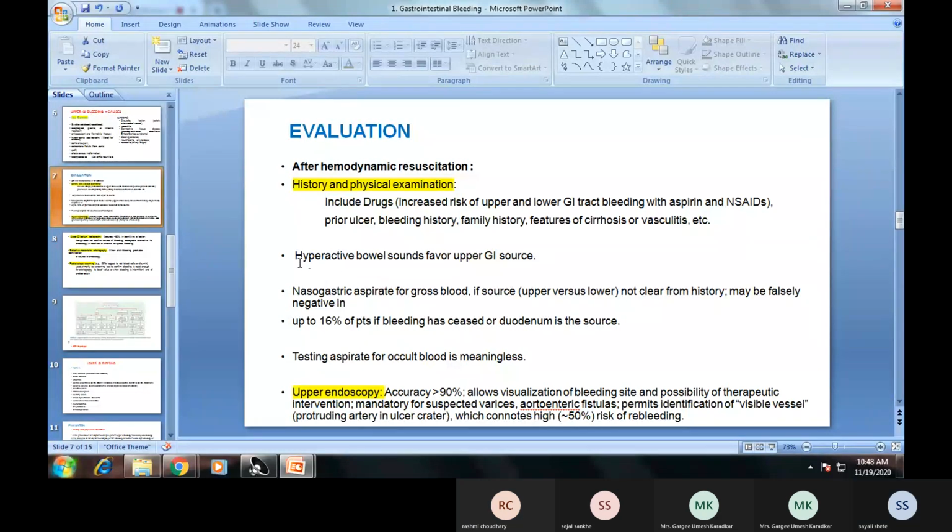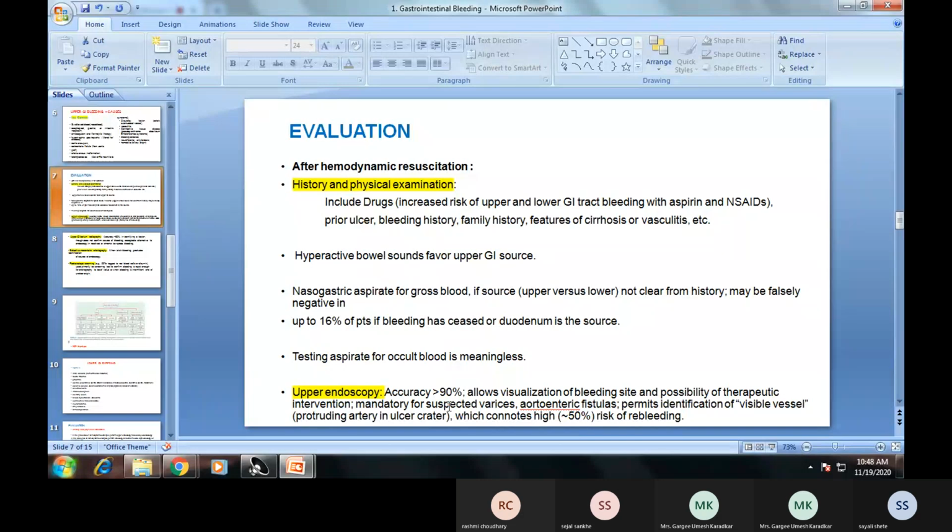Fine. So there may be hyperactive bowel sounds, which may favor an upper GI source. Then a nasogastric aspirate may be taken to find out the presence of gross blood and whether it is an upper or lower GI bleed. Testing the aspirate for occult blood is meaningless, so that is not used.